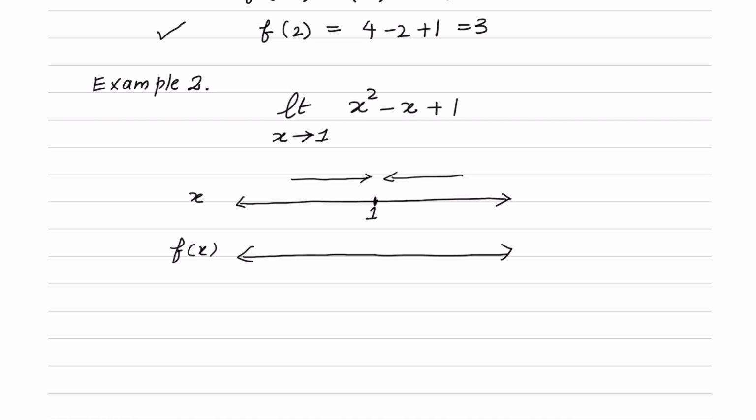And let's pick a value on the right of 1 but closer to 1. Let's say we are picking the value 1.002. At 1.002, let's see what is the value of the function. When we plug the 1.002 x value in the function x square minus x plus 1, we get 1.002004.